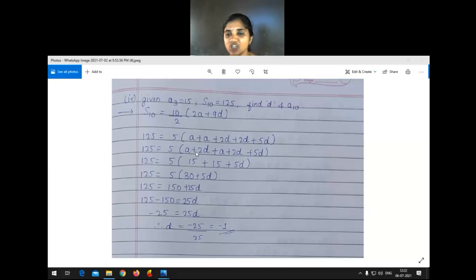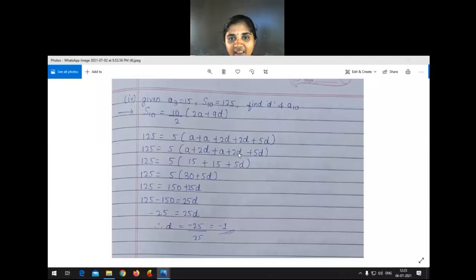Next we arranged it. How did we arrange? We grouped a plus 2d together, again a plus 2d as one group, then 5d separate. Now 125 is equal to 5 into a plus 2d. A3 is given, and A3 is nothing but a plus 2d in general form. So a plus 2d is 15, and one more a plus 2d is 15, then 5d as it is. Then 125 is equal to 5 into 15 plus 15, which is 30, plus 5d.